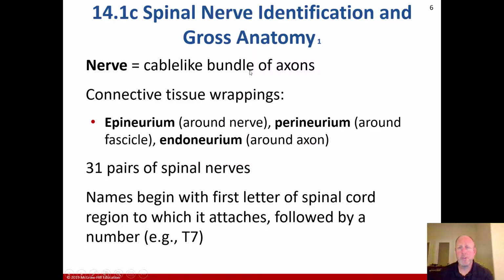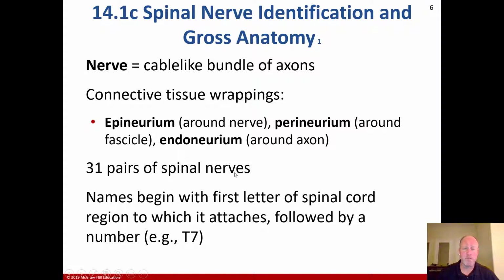So, spinal nerve identification and gross anatomy. Nerves are a cable-like bundle of axons with connective tissue wrappings, like we've mentioned before. The epineurium is around the nerve, the perineurium is around the fascicle, which is a group of axons, and the endoneurium is around a single axon.